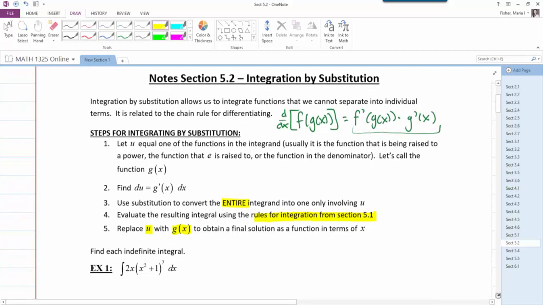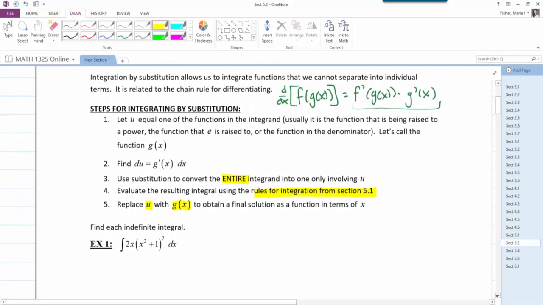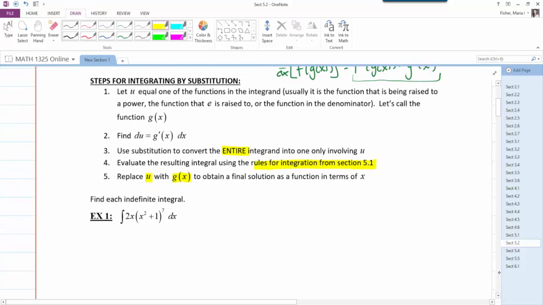So let's look at example 1 here with these steps. The first thing I need to do is let u equal one of our functions. And typically, again, it's the one that is being raised to a power, or the function e is raised to, or the function in the denominator. So the function that's being raised to a power is x squared plus 1. It's being raised to the 7th power. So I'm going to let u equal x squared plus 1.